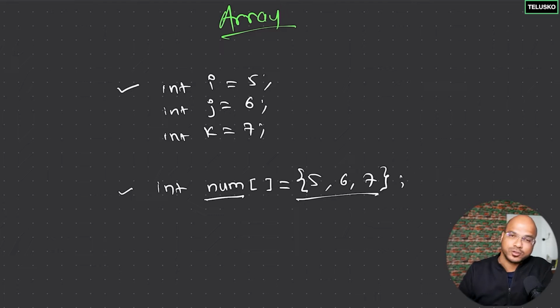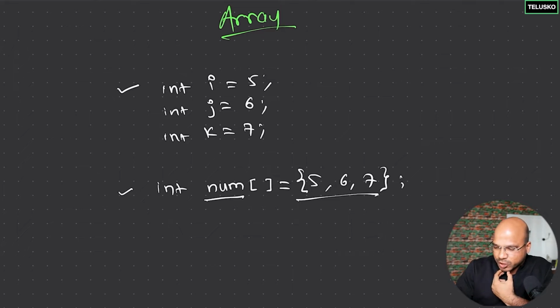So why do we need an array? Of course, if you want to store multiple values in one particular variable, we can use an array here. The beauty is, it's not just limited to 3 values. You can store 100 values. It's just that once you define the size of an array, you have to stick with it.